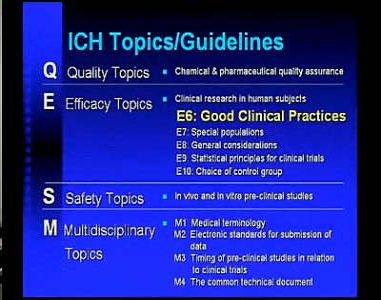But if you're ever interested, there are also guidelines for obtaining data in special populations, statistical principles for clinical trials. I think we handed that one out last year. Choice of control group. So there are some very, very good guidelines there. Down in the multidisciplinary topics, you've got medical terminology, electronic standards for submission of data, and some other very good topics too. All these can be found on the ICH website. They're all downloadable, easy to obtain.